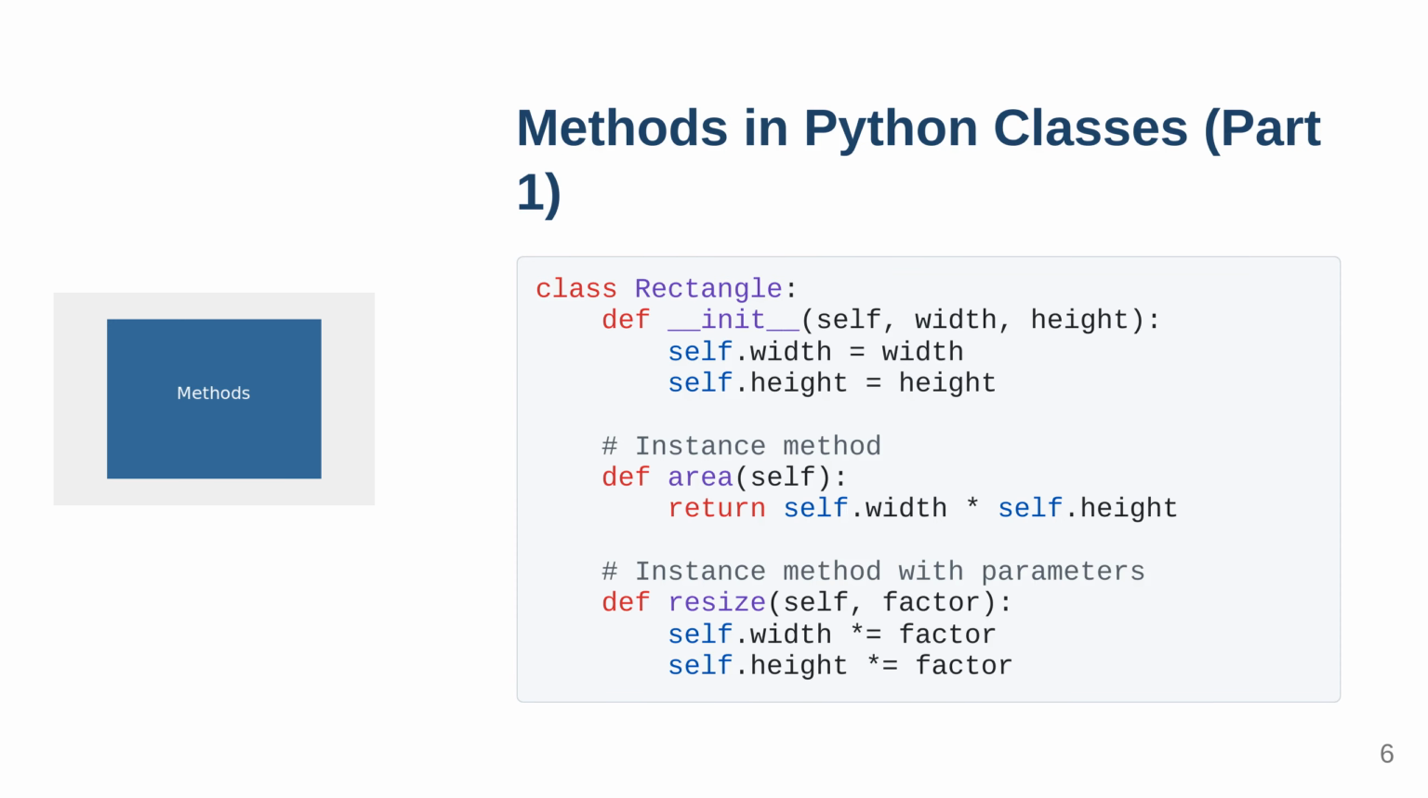Instance methods are functions that belong to a class and can access/modify instance attributes. They always take self as their first parameter. Self refers to the instance that called the method. Methods can take additional parameters and return values. They define the behavior of our objects.